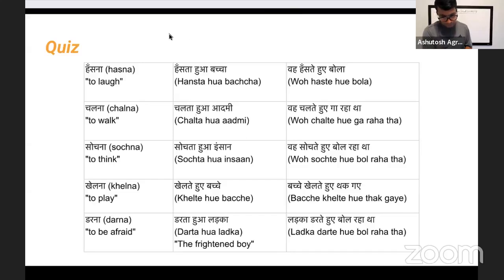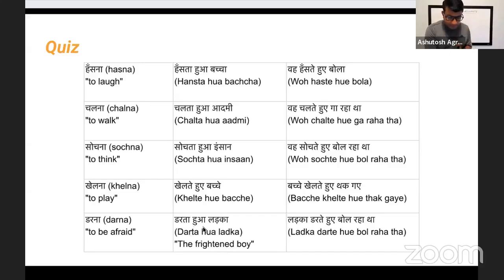The scared boy, and then the boy was speaking scared. Okay. Scared while speaking. Okay, लड़का डरते हुए बोला. The boy was speaking fearfully. Okay, the manner in which the boy was speaking.